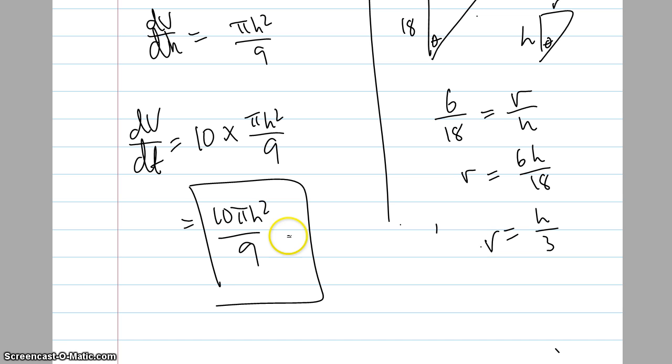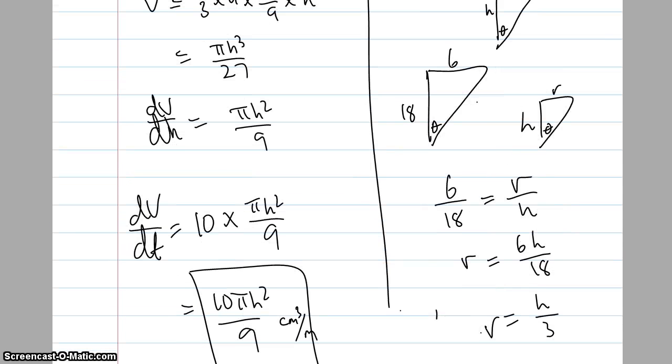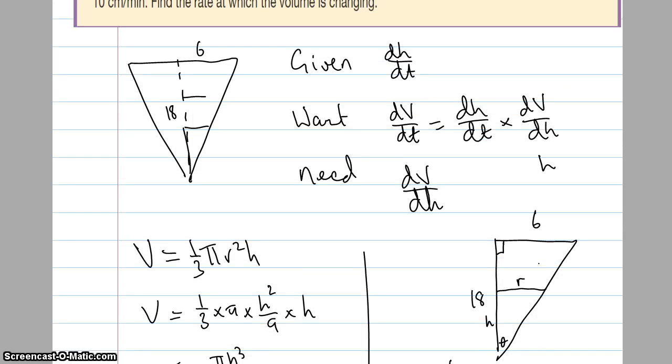I guess you'd put centimeters cubed per minute, but I need to check all those things. Is it centimeters and minutes? Yeah, okay. So that's how to go about that kind of question. Sometimes you need to use similar triangles, particularly if it's a cone or something else that is disproportionate. You need to be able to eliminate one variable with another. So hopefully that's made a little bit of sense. Have a look at your textbook, which also gives you a solution.